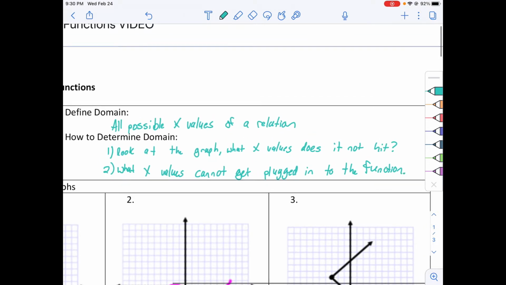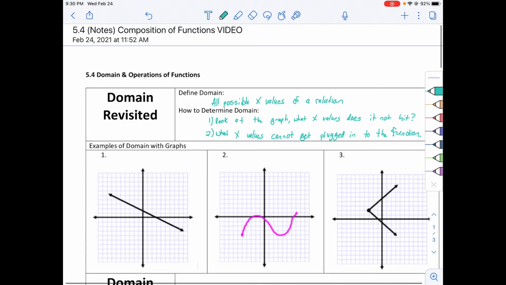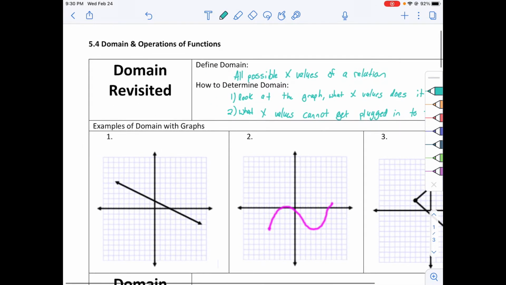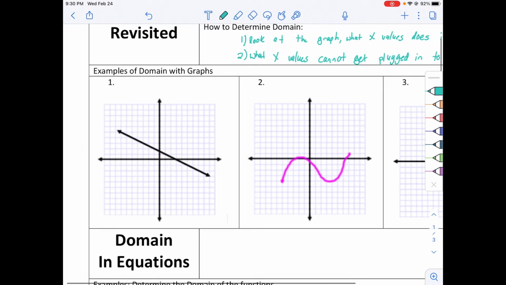All right. So define domain: all possible x values of a relation. How to determine the domain? Either you look at the graph and you determine what x values the graph does not hit, or two, you say what x values cannot get plugged into this function, into the function. Or relation if it's just a relation. So examples of domains with a graph.